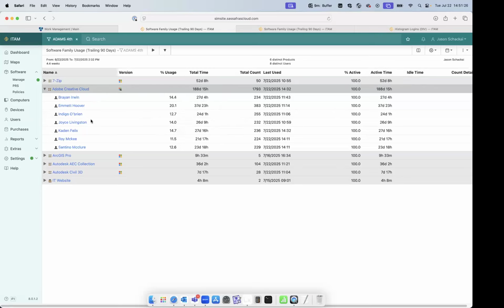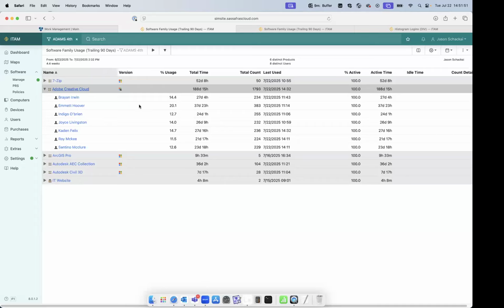I could have just as easily run this at the computer level and had a list of all the computers it was launched on. Instead of scoping this to a specific location, I could have run it across the entire network. So it just gives you a basic idea of the kind of information we capture. And just to go one step deeper, for example, this is Creative Cloud usage. So this is that overall product level usage.